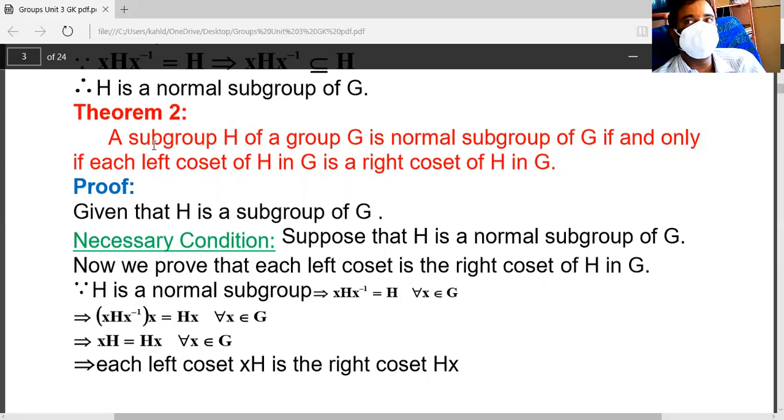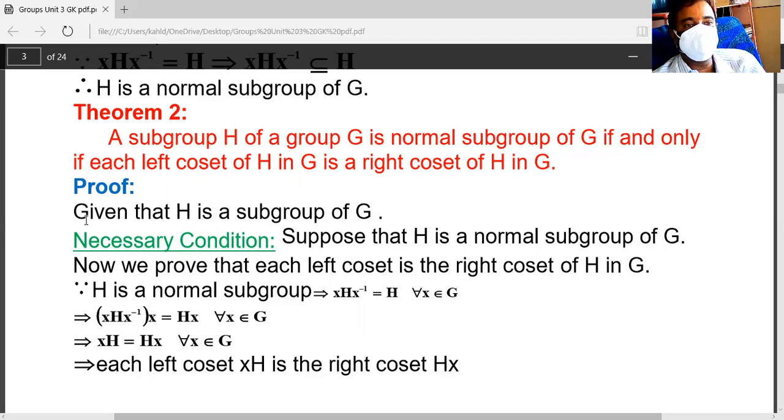What is that? A subgroup H of a group G is a normal subgroup of G if and only if each left coset of H in G is a right coset of H in G. What is that? This is also an if and only if. If and only if means the necessary condition and the sufficient condition both are there. There is a common portion for this necessary and sufficient condition we can use. The common portion is H is a subgroup of the group G.